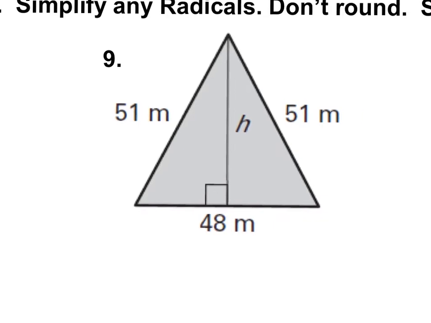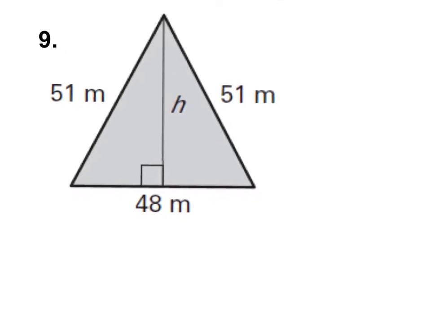All right, here's another one. Same kind of problem, number 9. So again, I know that I'm going to do 1/2 base, which is 48, times height. And I just need to find the height, and then I can plug it into this formula. So this is also an isosceles triangle. These two sides are going to be the same. So 48 cut in half is 24.